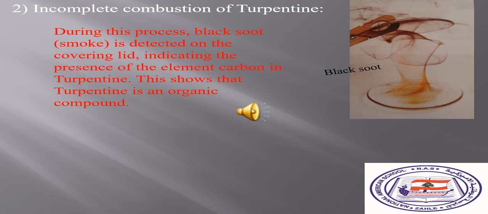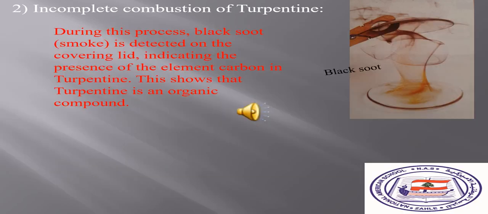Now let's start by talking just a bit about incomplete combustion. Incomplete combustion occurs when the supply of air or oxygen is poor or limited. Water is still produced, but carbon monoxide and carbon are produced instead of carbon dioxide.